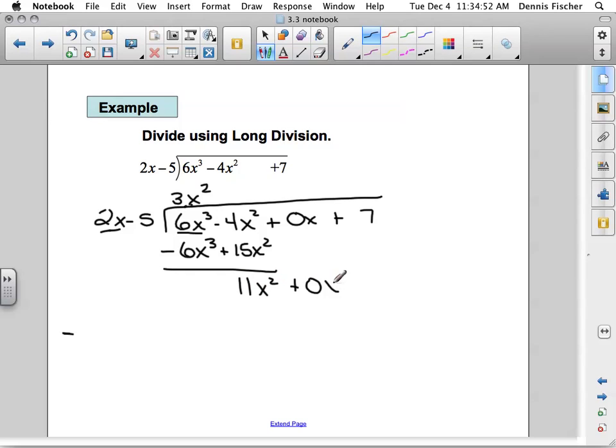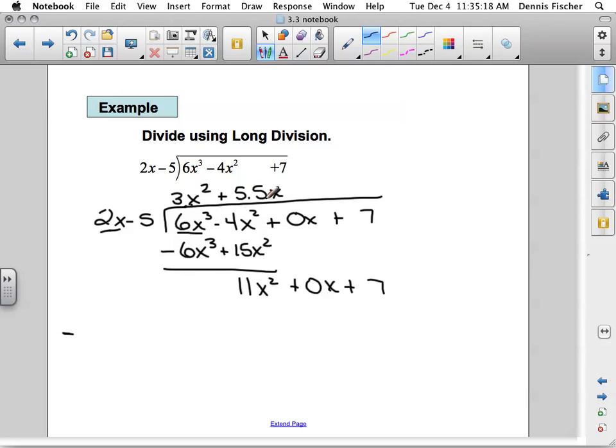Plus 0x. I'm going to bring the rest down. Like Carter said earlier, bring the stuff down, right? You keep bringing it down. Okay, now we're going to go to the next step. And this is a little harder one here. Boy, did I pick a nasty one to start with. 2x times what will give me 11x? 5.5x. So we're going to go 5.5x.